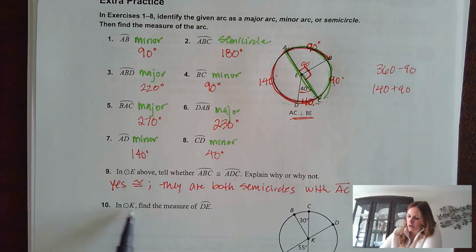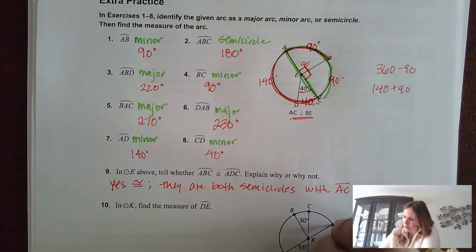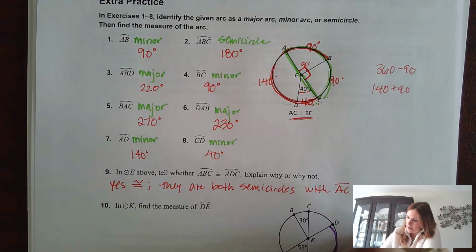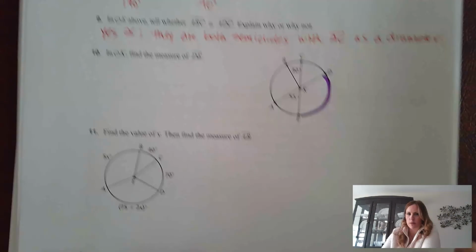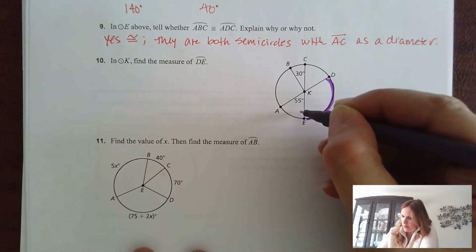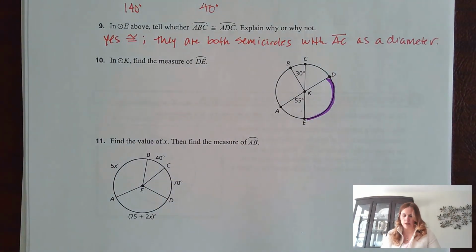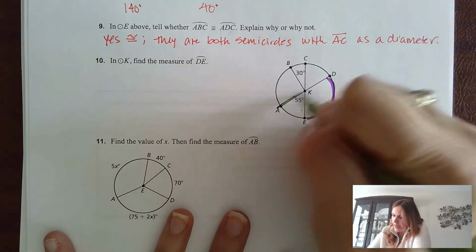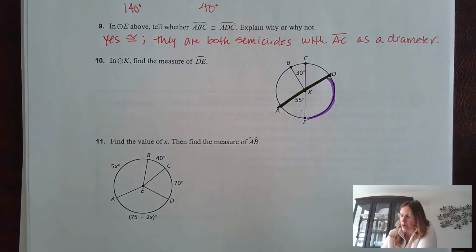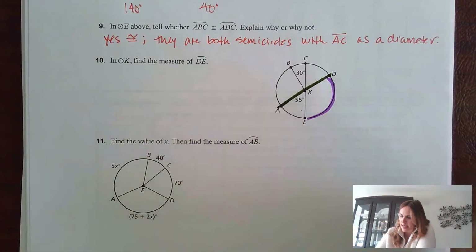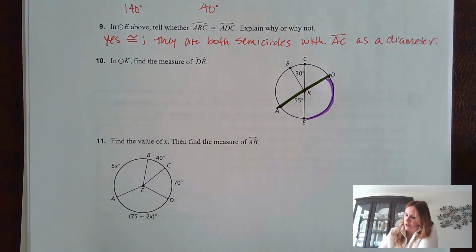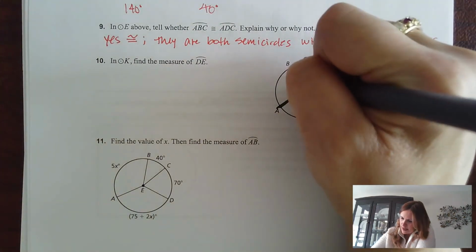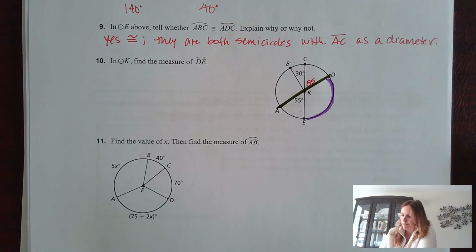All right, in circle K, find the measure of DE. So DE is this measurement right here. Let's use our thinking skills to work backwards. If we know this is 30 and this is 55, one of the things I always tell everyone to do is look for any diameters. If you're stuck on a problem, look for a diameter. If you know this is a diameter, then one half is 180 degrees and the other half is 180 degrees. The other thing I would look for is vertical angles. If this is 55 degrees, then this angle right here has to be 55 degrees.